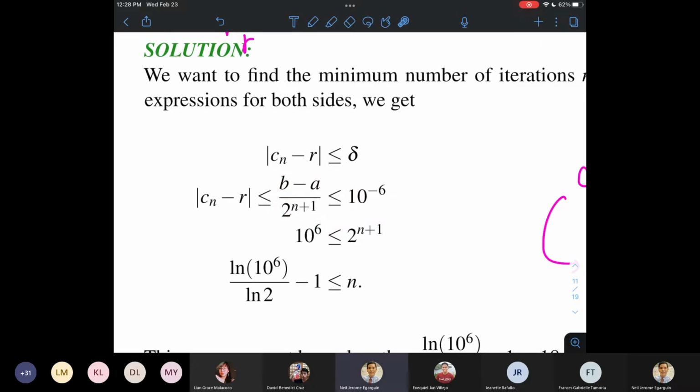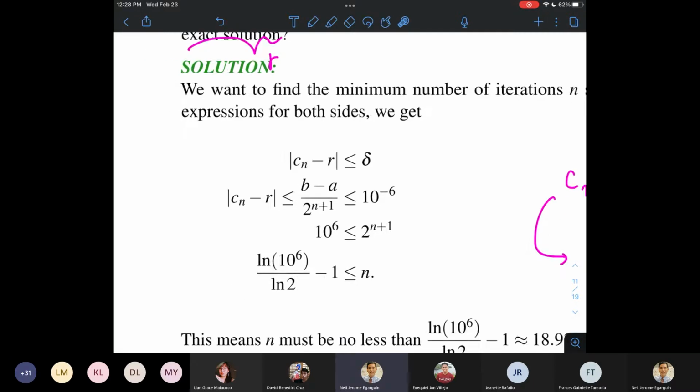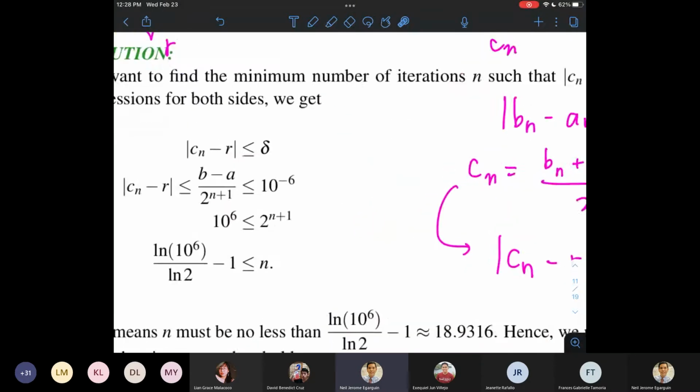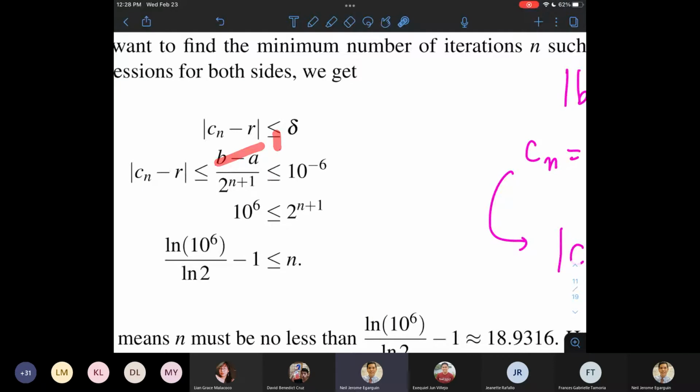Okay. The problem says that the initial bracket to be considered is 1 to 2. Yes, 1 to 2. So b is 2, a is 1. So this guy will be 1 over 2 to the power n plus 1. You will have this, less than or equal to 10 to the minus 6. Play with it, do your algebra thing. You'll get this guy, and then solve for the value of n. You'll get this. All right.